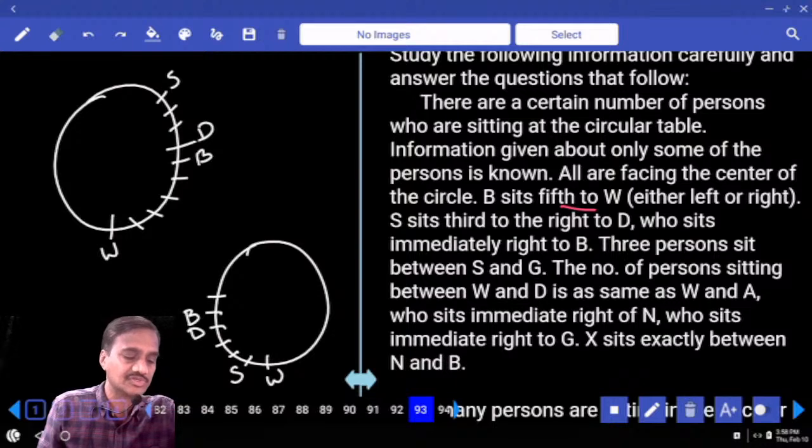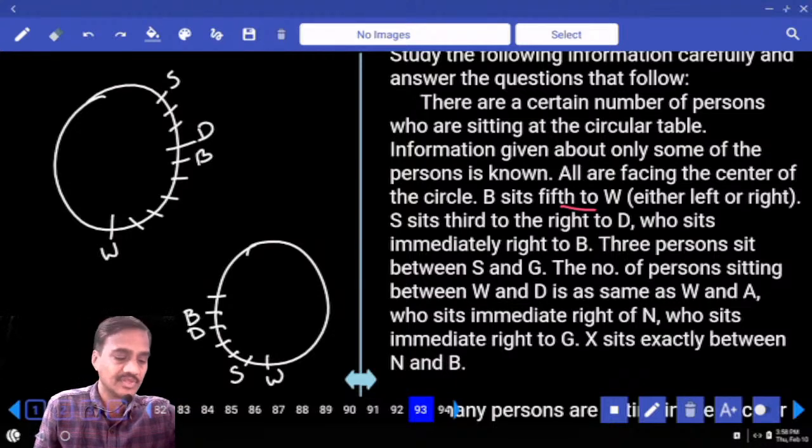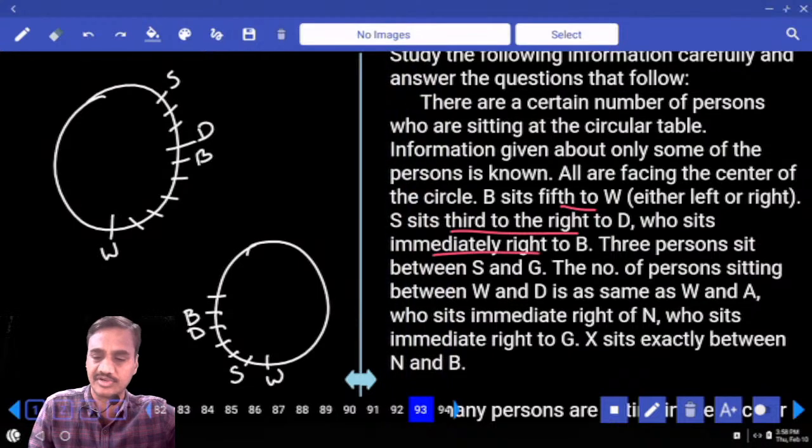S and W are adjacent to each other. S sits 3rd to the right of whom? 3rd to the right of B. Clear? And S sits 3rd to the right of B. The next one. S sits 3rd to the right of D. And at the same time, S is 3rd to the right of D, and D sits to the immediate right of B.